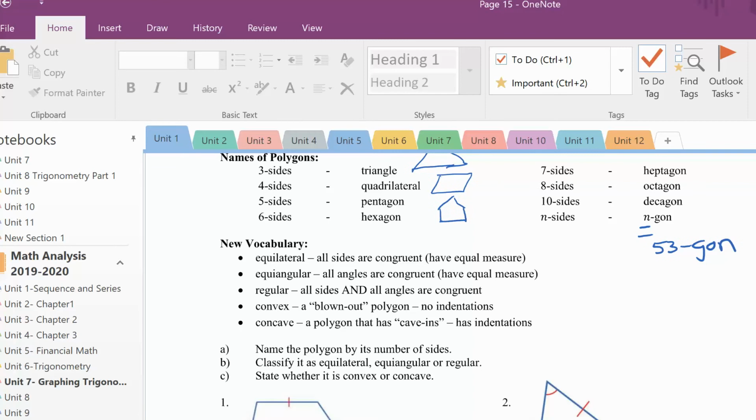Some terms that you need to understand: if a polygon is equilateral, that means all sides are congruent. If a polygon is equiangular, that means all angles are congruent. A regular polygon means it's both equilateral and equiangular, meaning all sides and angles are congruent. Convex means it's a blown out polygon, no indentations. Concave, this would be an example of a concave polygon, where it's pushed in. That's a concave polygon.